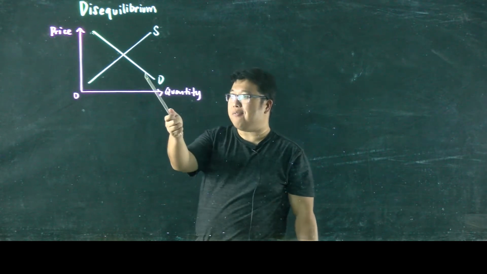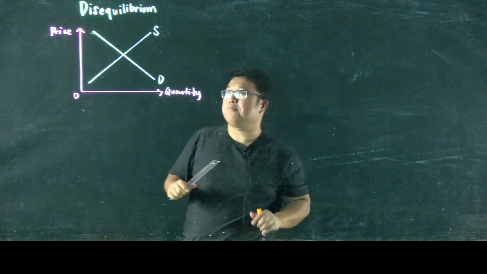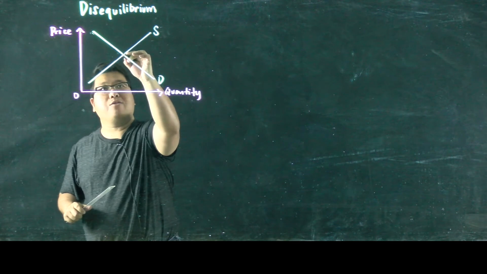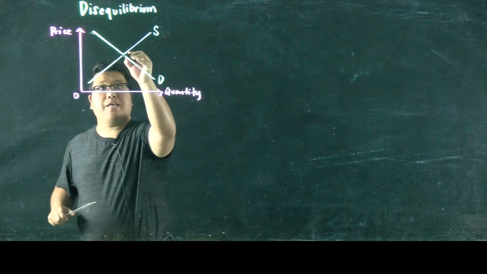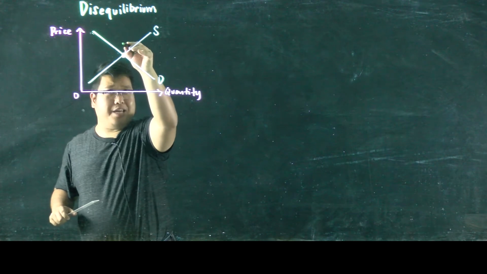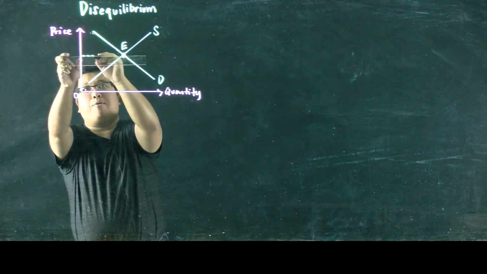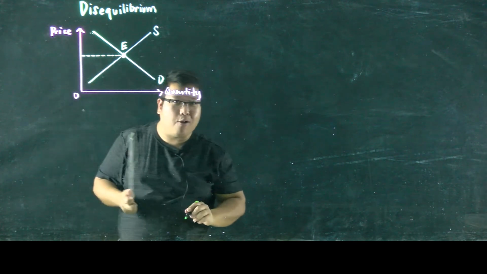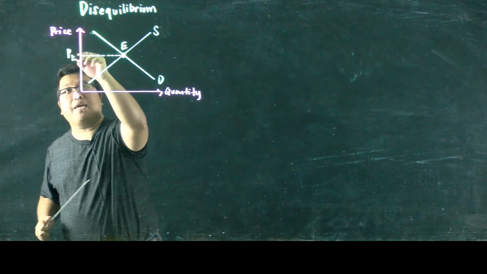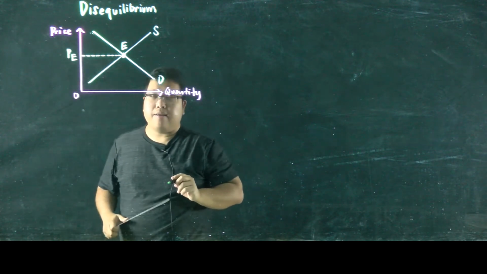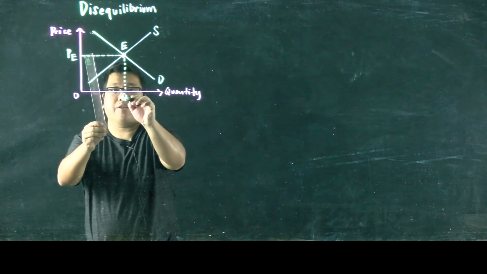So here I have demand and supply. You see the demand curve and supply curve, they cross. At the point where these two curves intersect, we see what I will call point E. This is our equilibrium point. At our equilibrium point, we have what we call the equilibrium price, which I will indicate as PE, and the equilibrium quantity, which I will indicate as QE.